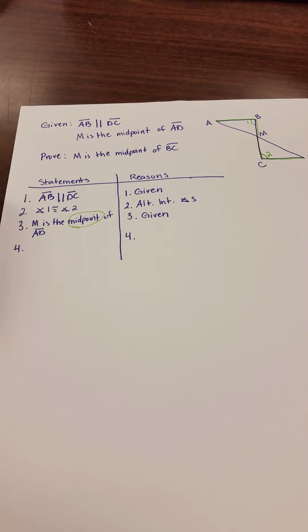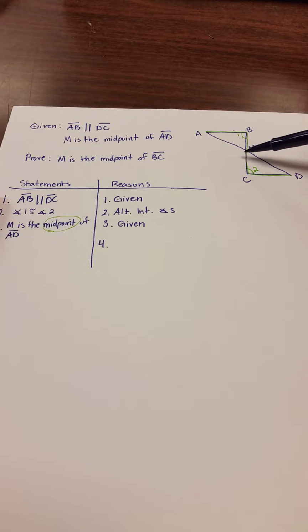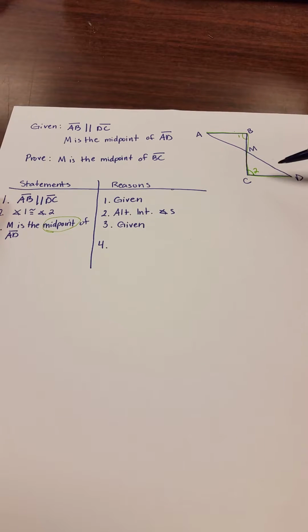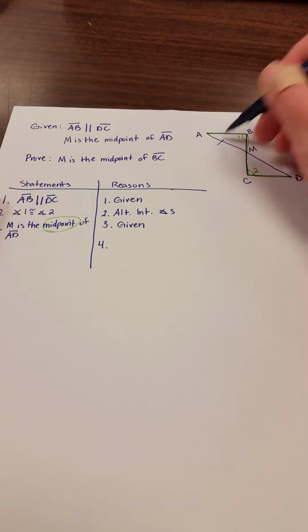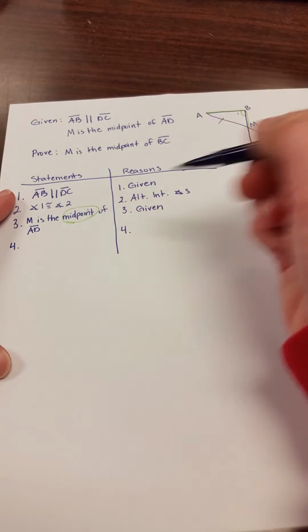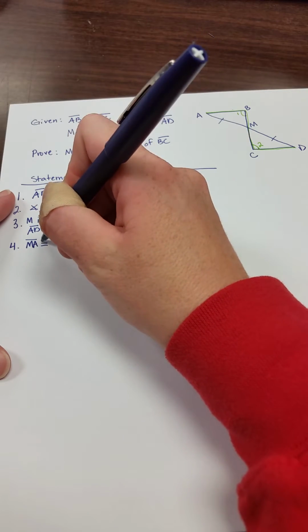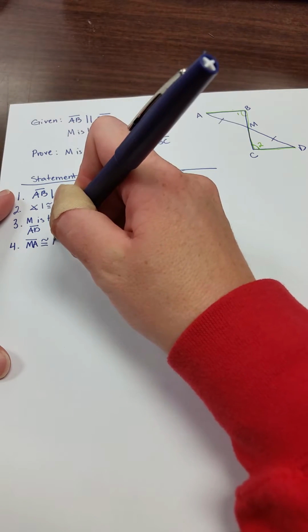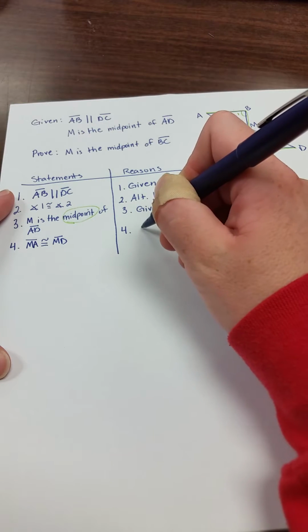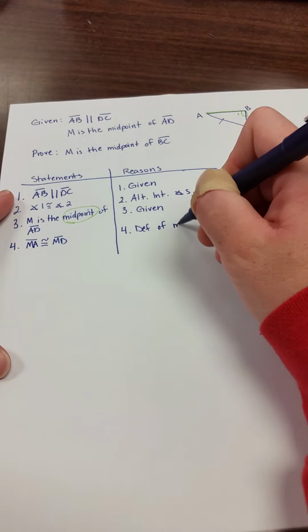So what does it mean for M to be a midpoint? Well, if M is the midpoint of AD, that means M is in the middle. So that means this section AM is the same as this section DM. So these two segments are congruent. So that's going to be my congruent piece, that segment MA is congruent to segment MD. And I know that because that's the definition of midpoint.